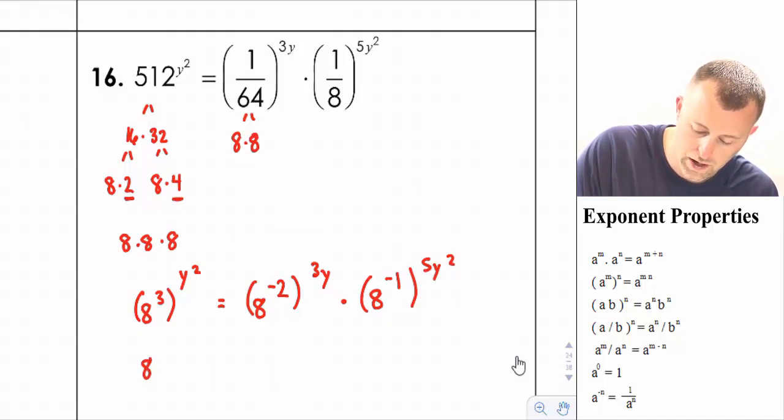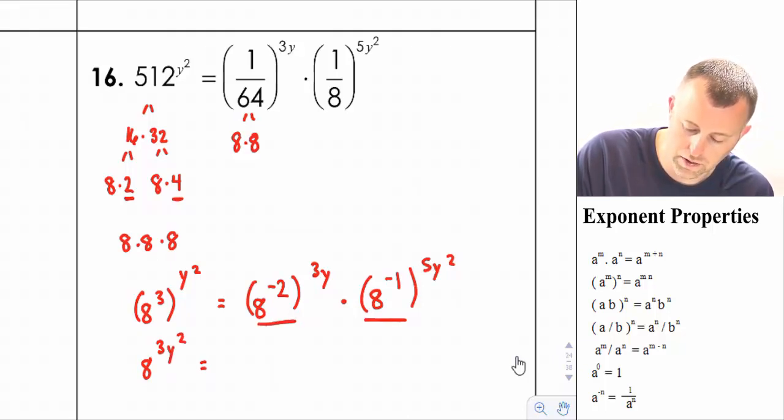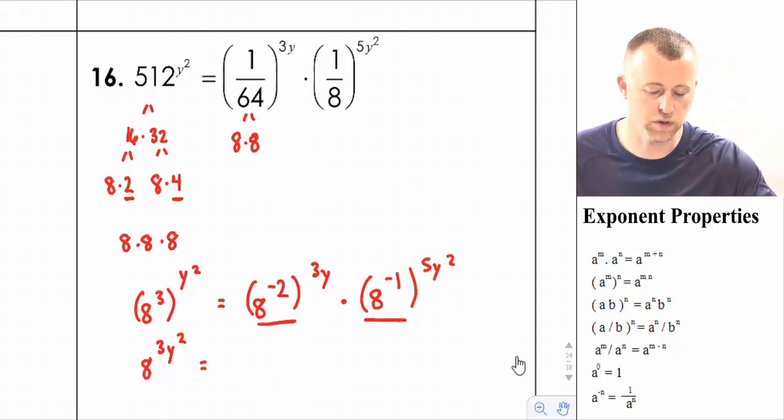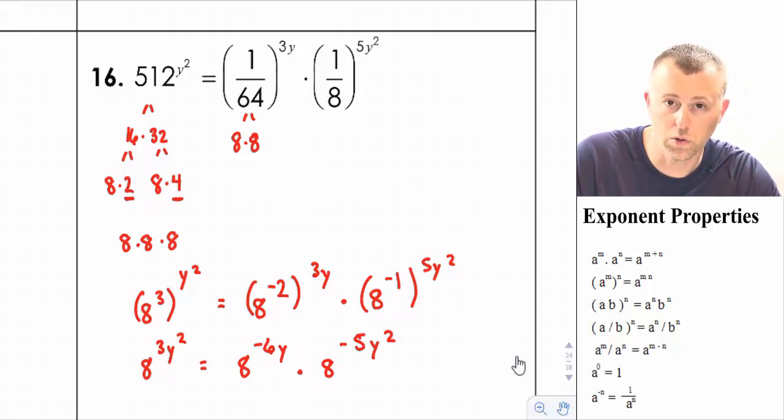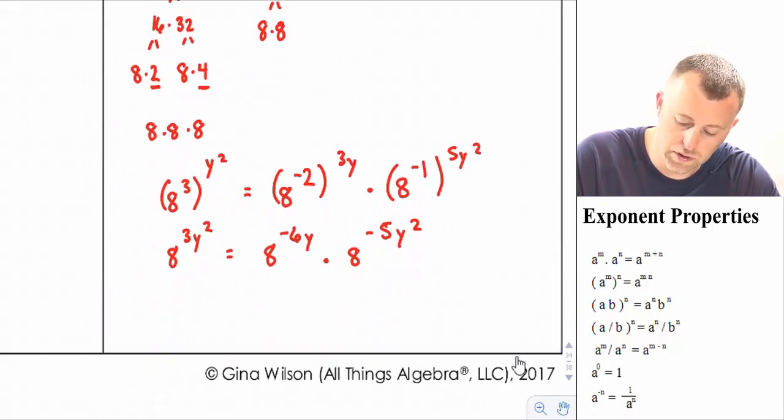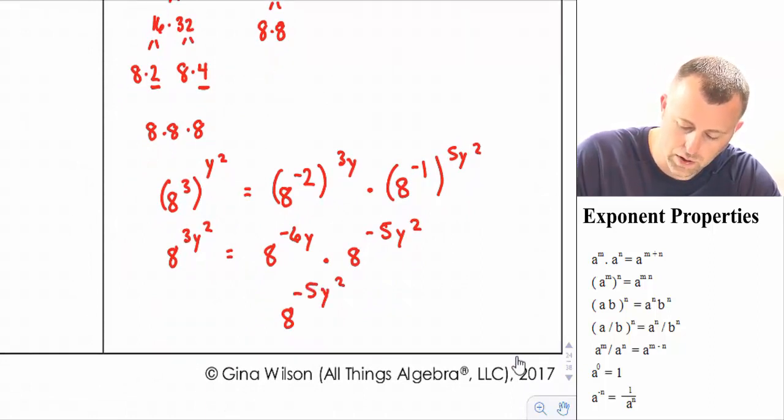On the left-hand side, we have 8 to the 3y squared equals, on the right-hand side, I'm going to have to do the power to a power property before I use the product property and combine them into one exponent. So first I'm going to multiply, so that's going to be 8 to the negative 6y times 8 to the negative 5y squared. Now that I've done that power to a power property, I can now add these exponents. So it's going to be 8 to the negative 5y squared plus a negative 6y. I'm just putting it in order here from highest degree to smallest. On the left hand side, I have 8 to the 3y squared.